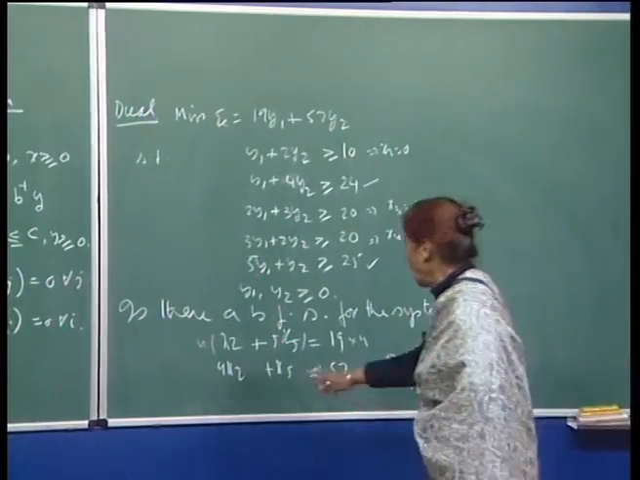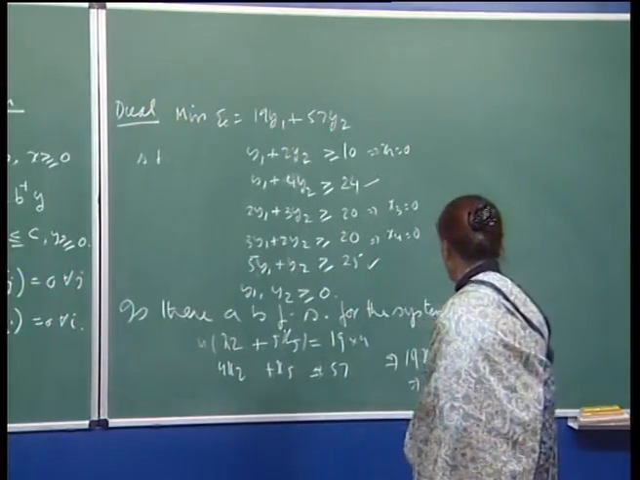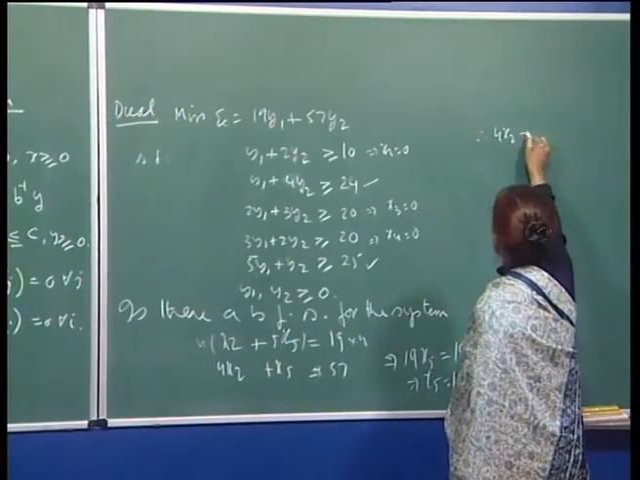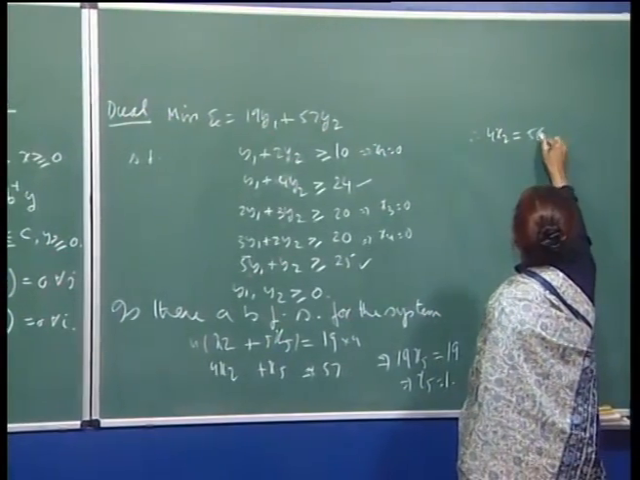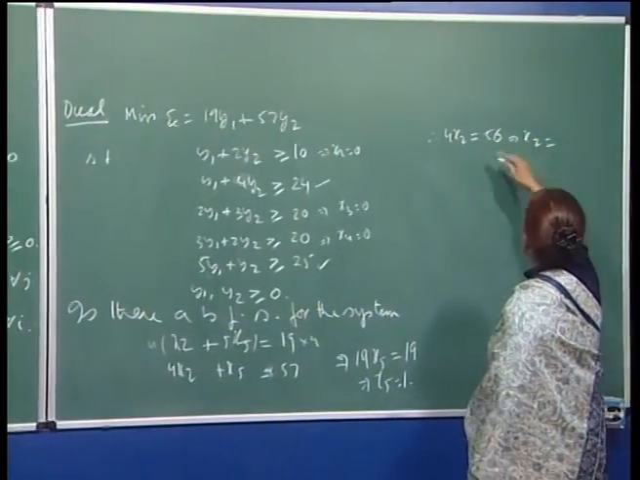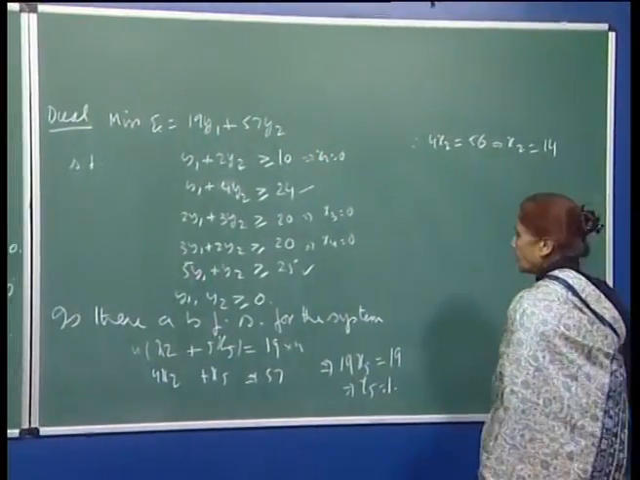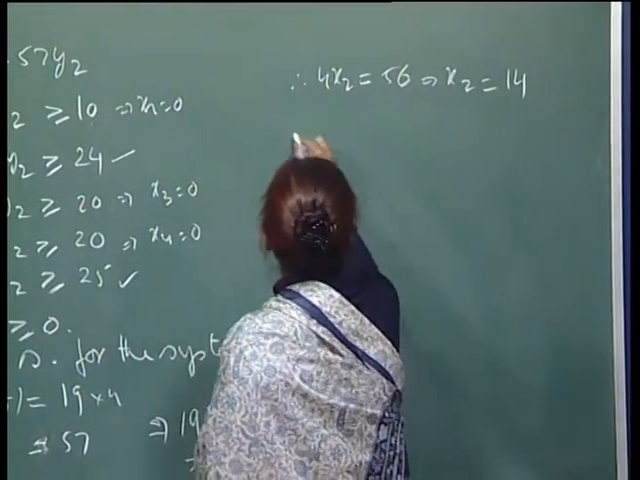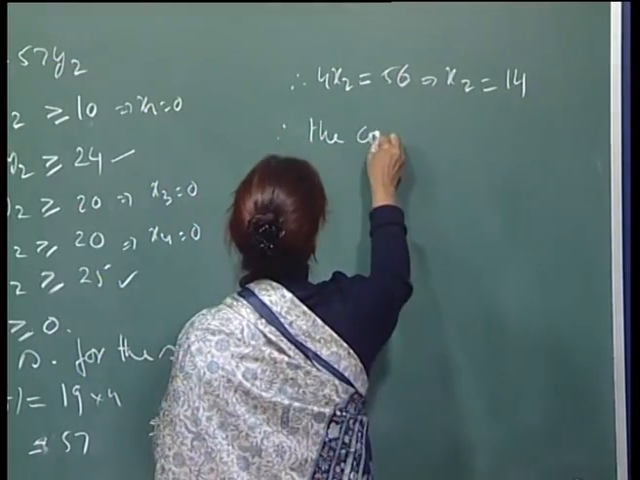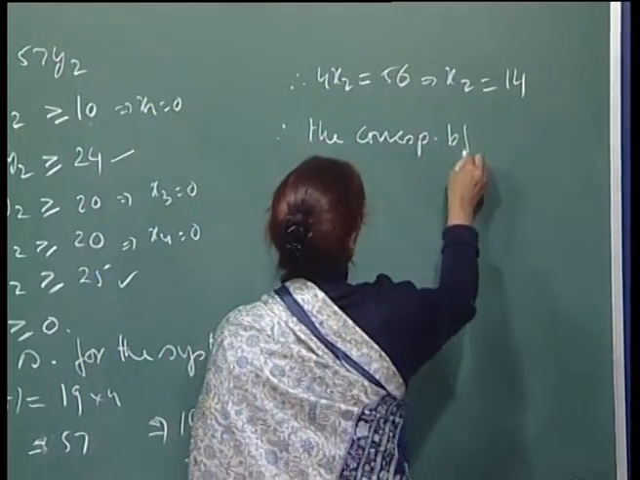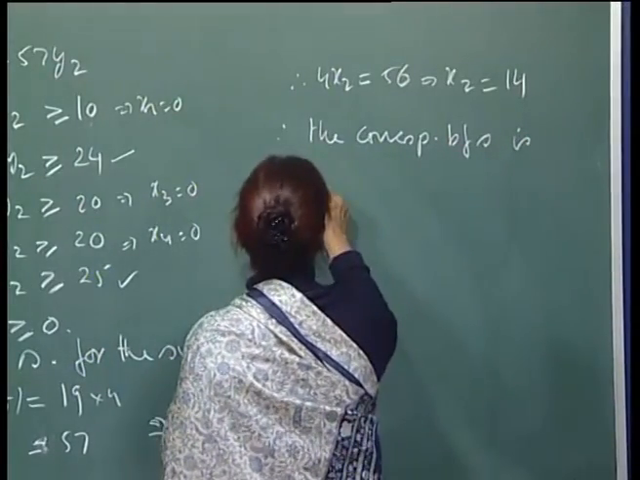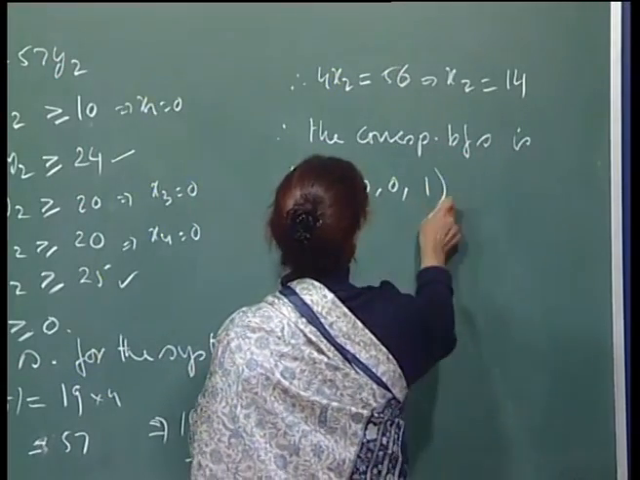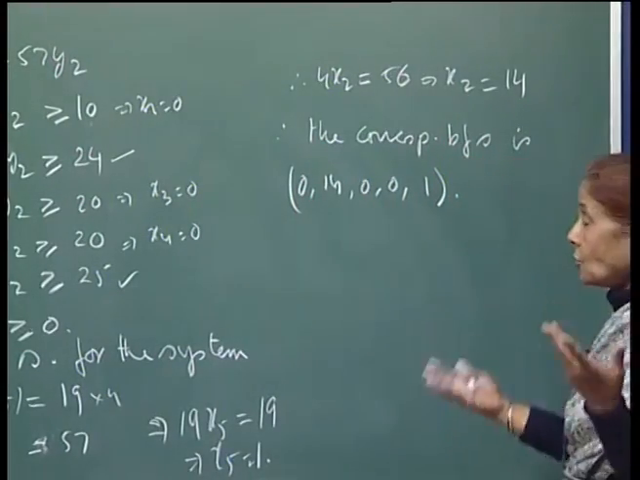So, if x5 is 1, then this becomes 56. Therefore, 4x2 is equal to 56, which implies that x2 is equal to 14, right. So, that means I have a feasible solution. The corresponding basic feasible solution is 0, 14, 0, 0 and 1. And they should be optimal.